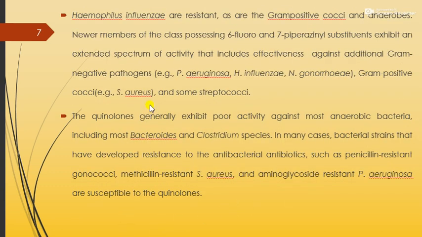Haemophilus influenzae is resistant, as are gram-positive cocci and anaerobes. Newer members of the class possessing 6-fluoro-7-piperazine substitution exhibit an extended spectrum of activity that includes effectiveness against additional gram-negative pathogens like P. aeruginosa, H. influenzae, and gonorrhea, and gram-positive cocci, for example S. aureus, and some streptococci. The quinolones generally exhibit poor activity against most anaerobic bacteria, including most Bacteroides and Clostridium species. In many cases, bacterial strains that have developed resistance to other antibacterials, such as penicillin-resistant gonococci, methicillin-resistant S. aureus, and aminoglycoside-resistant P. aeruginosa, are susceptible to the quinolones.